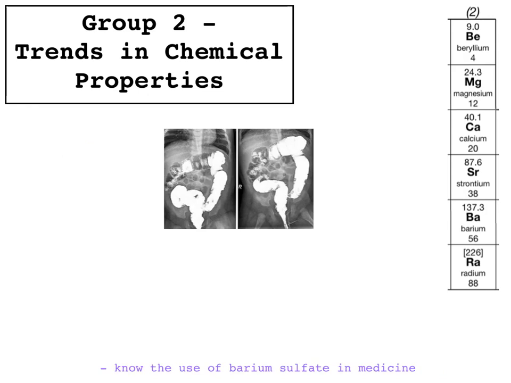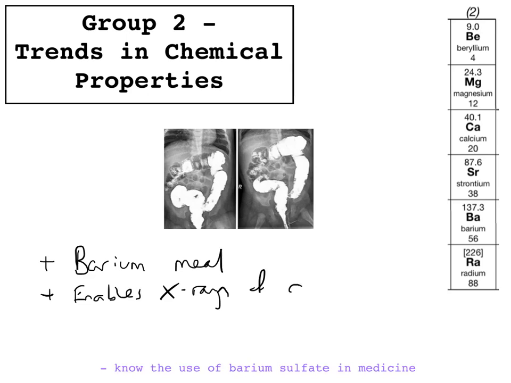So you can see here that this is the X-ray of someone who's taken a barium meal, and you can see what I think is the large intestine has shown up on the X-ray. And so what we call these is a barium meal, and we take it so it enables X-rays of the digestive system to be taken.